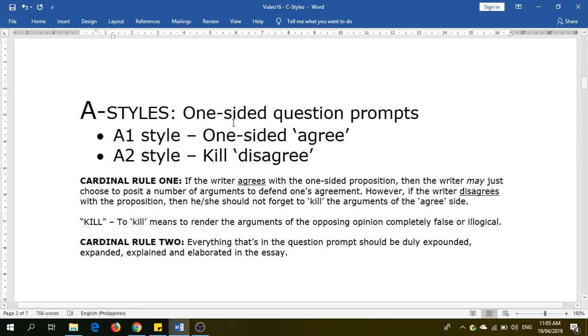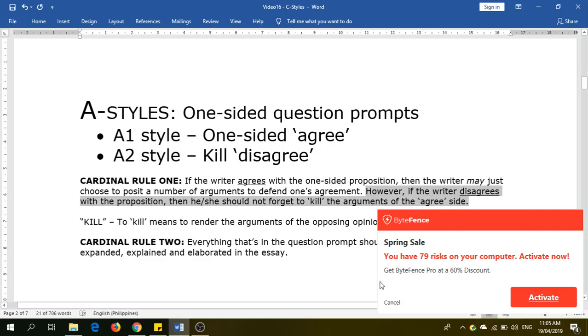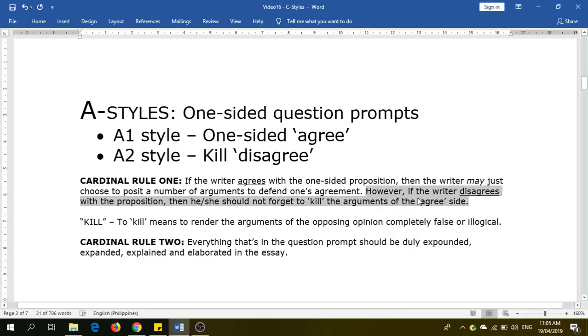There, the kill disagree. So this is all in conformity with the cardinal rule, which states that if the writer agrees with the one-sided proposition, then the writer may just choose to posit a number of arguments to defend one's agreement. However, if the writer disagrees with a proposition, then he or she should not forget to kill the arguments of the agree side. So that highlighted phrase is actually very important because it explicitly reminds the writer that you'll have to first mention the arguments of the agree side, and then proceed to kill these arguments afterwards.